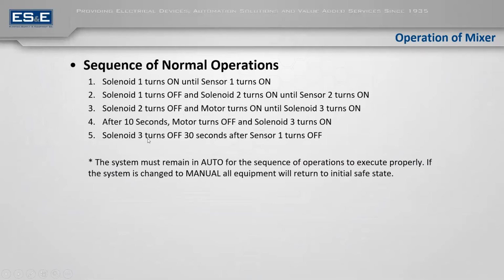And then again, we will empty. So really we will empty the tank 30 seconds after sensor 1 turns off. So there's some sort of delay holding solenoid 3 open to ensure that everything is executed. And then the last thing is the system must remain in auto. In the event that everything is changed to manual, all the equipment will return to its initial safe state.